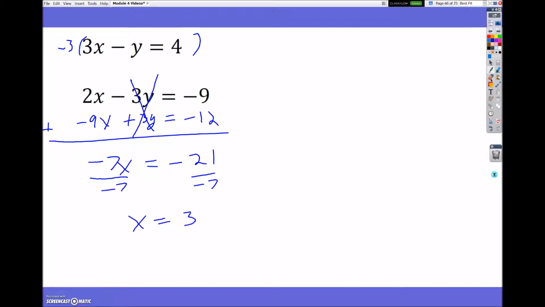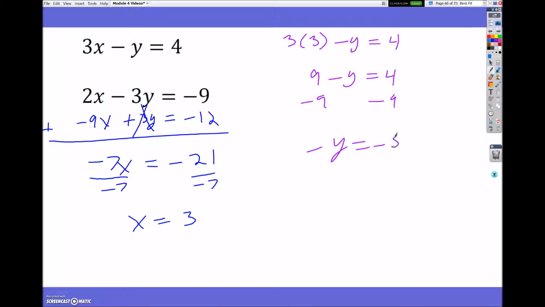Now that I know what x equals, I go back and look at my original equations, and I say, well, which equation can I plug this in to solve for y? You can plug it in for either the top or the bottom. I'm going to plug it in the top one, so that's going to look like 3 times 3, because that's what we figured out x equaled, minus y is equal to 4. Then I'm going to get 9 minus y is equal to 4, and then I'm going to minus 9 on both sides to get negative y is equal to negative 5. And if I divide both sides by negative 1, I'm going to get y is equal to 5.